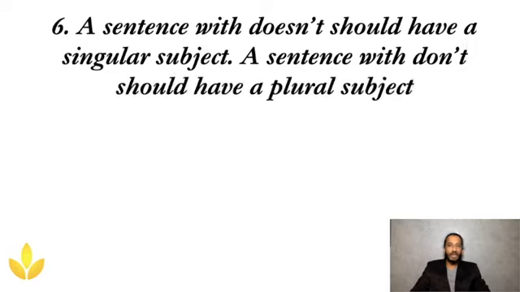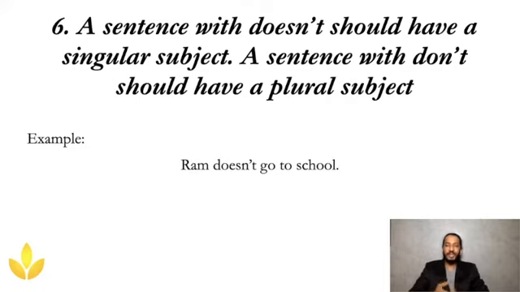Rule number 6. A sentence with doesn't should have a singular subject. A sentence with don't should have a plural subject. Pretty simple. Let's look at an example here. Ram doesn't go to school. So Ram is singular, so the word doesn't takes the place. Whereas, they don't do their homework. They is a plural word and don't is the plural form. So they don't do their homework.